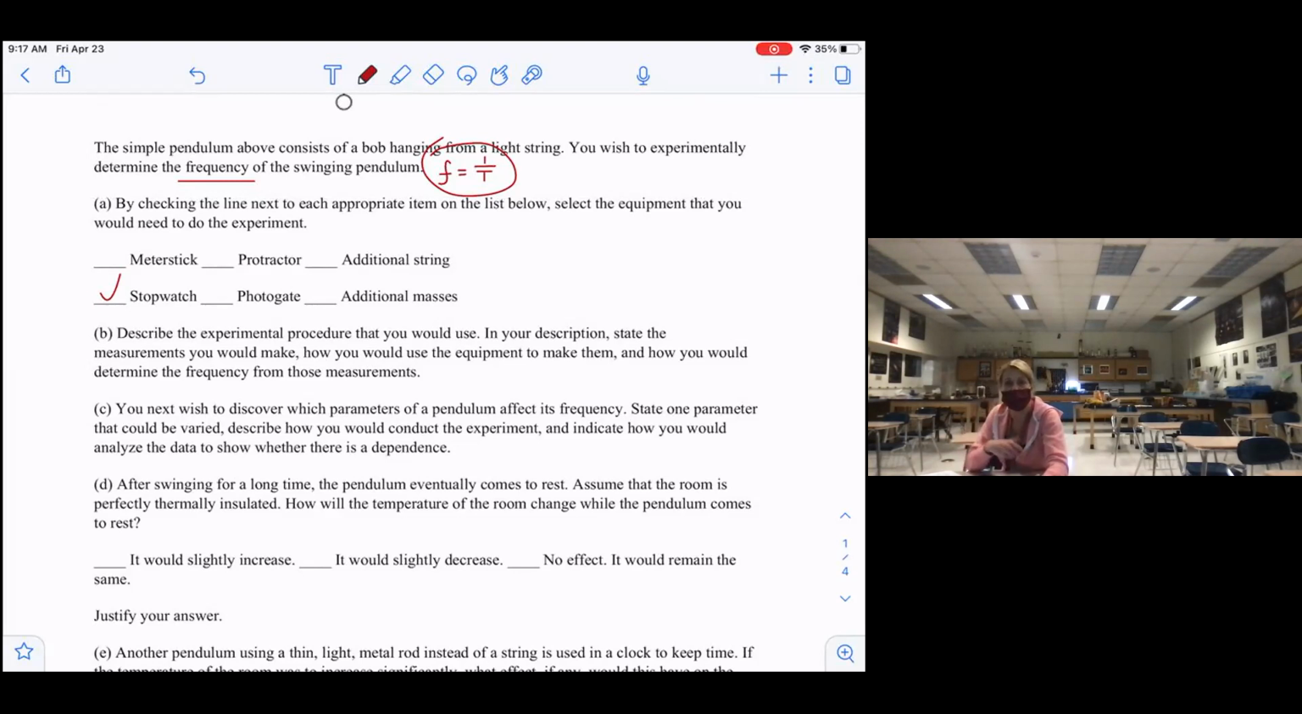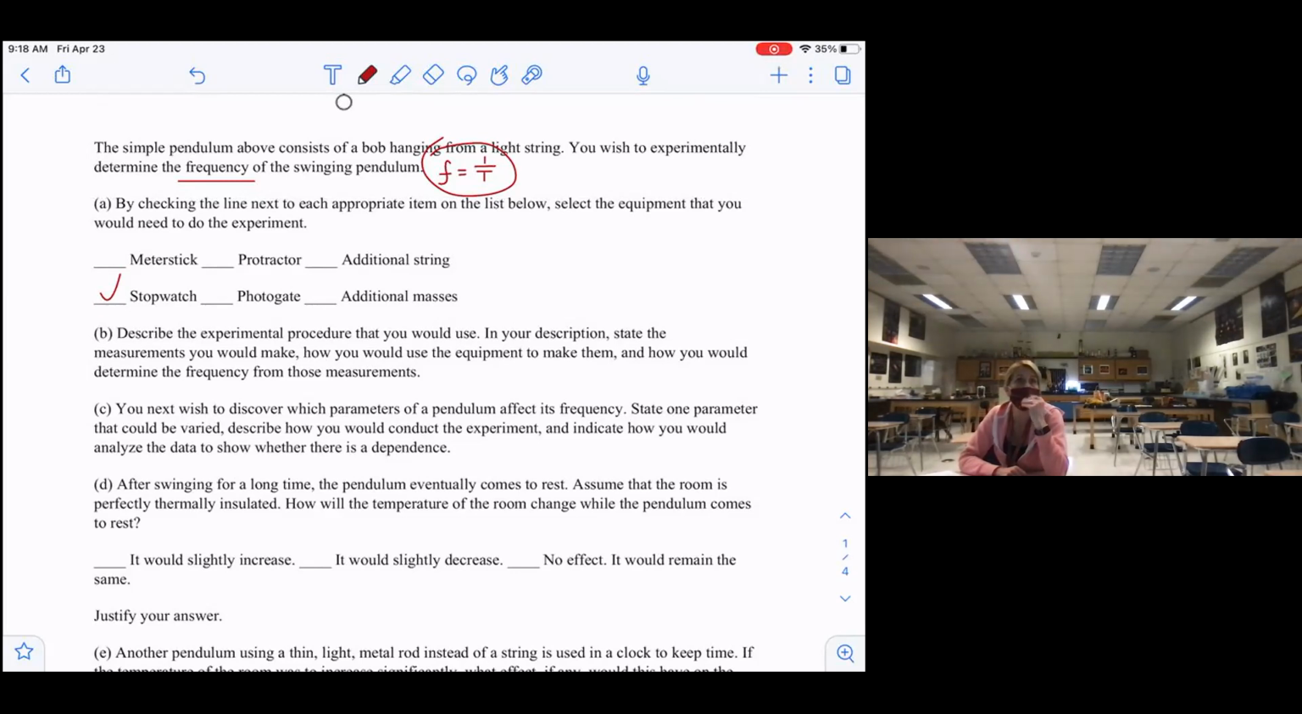So if you chose mass, you would say my independent variable, the variable I'm going to determine if it affects the frequency, is mass. I would gather masses of known value, or have a balance to measure the mass. There you're explaining how you're going to get the value of that variable, what equipment you would need, and how you're going to change it by putting different masses on the end of the string.